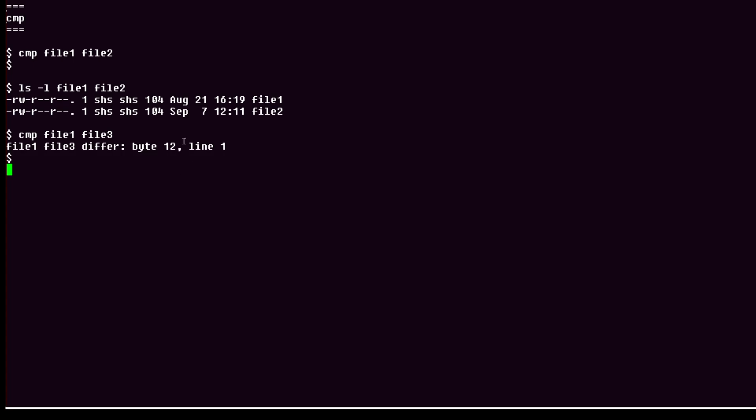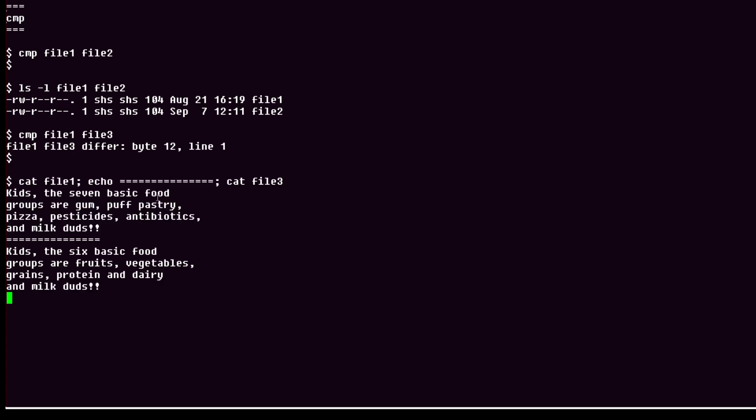It's apparently in byte 12 on the first line. And if I look at both of the files like that, I can see that yes, it's the second letter in this word and the second letter in this word that are the differences. That's byte 12 in line 1.